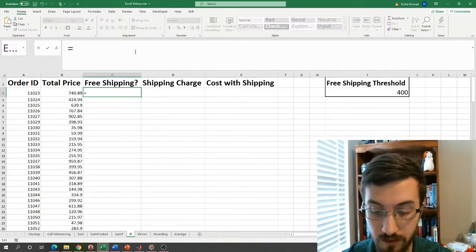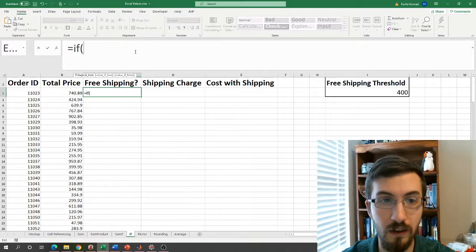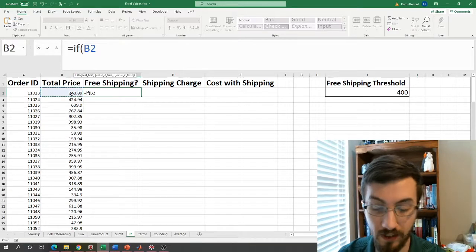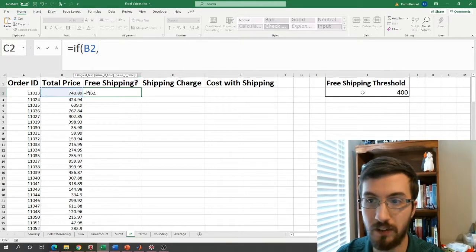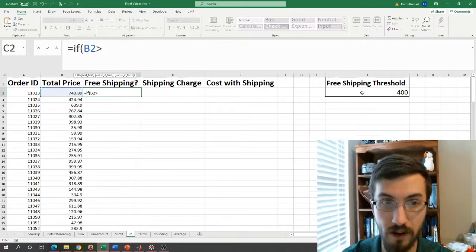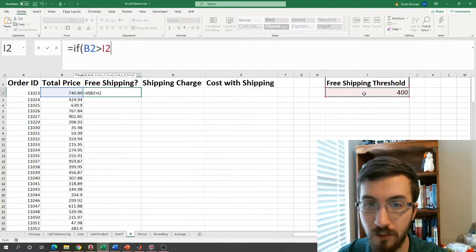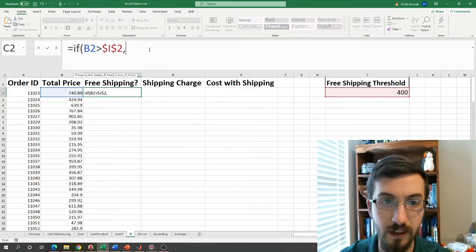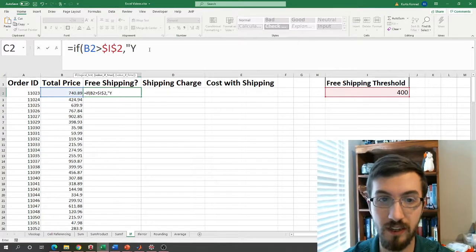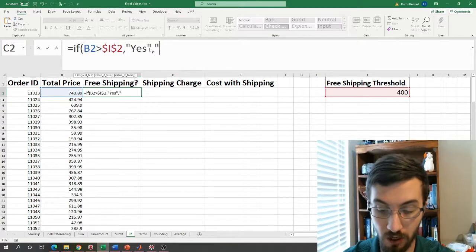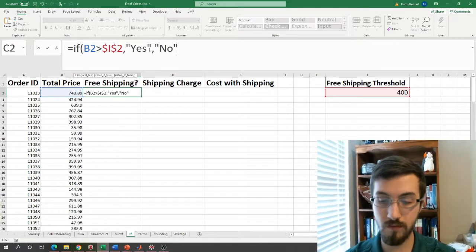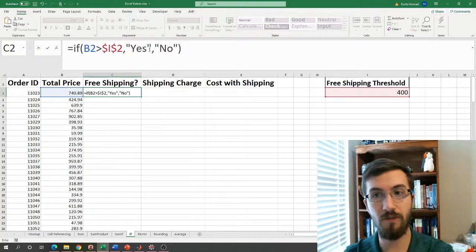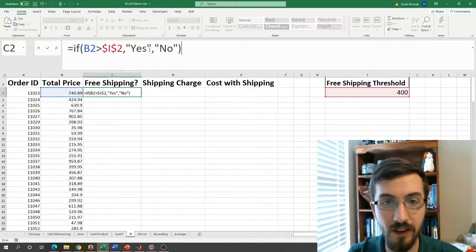So IF the total price, which would be that cell next to it, is greater than the free shipping threshold, which we're going to lock that cell in, then what should you do? You should say yes, you get free shipping. Otherwise, you should say no. So if the price is greater than our 400 threshold, then say yes, otherwise no.